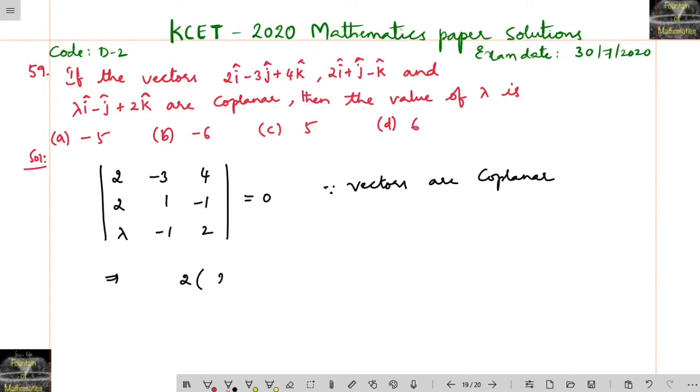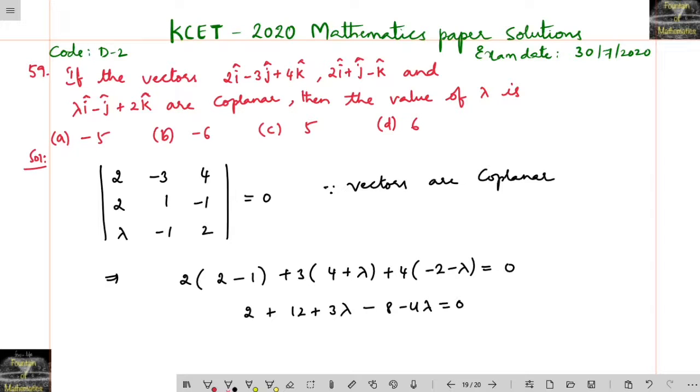So 2 times of 2 minus 1, plus 3 times of 4 plus lambda, plus 4 times of minus 2 minus lambda is equal to 0. 2 minus 1, 1 twos are 2, plus 3 fours are 12 plus 3 lambda, and here it comes minus 8 minus 4 lambda is equal to 0. Or 3 lambda minus 4 lambda is minus lambda, 12 minus 8 is 4, 4 plus 2 is 6. So we can consider lambda is equal to 6. So the value of lambda is 6. 4th option is correct. Next question.